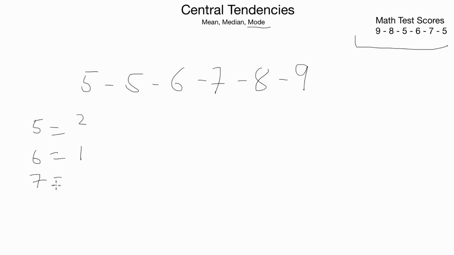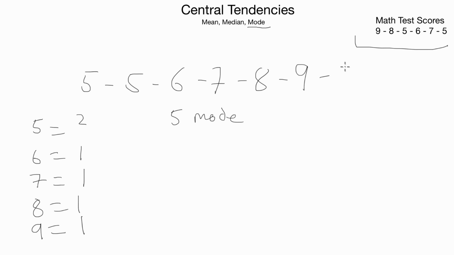So that's 7, 8, and 9. So we can see here that 5 occurs the most frequently. Therefore, 5 is our mode.